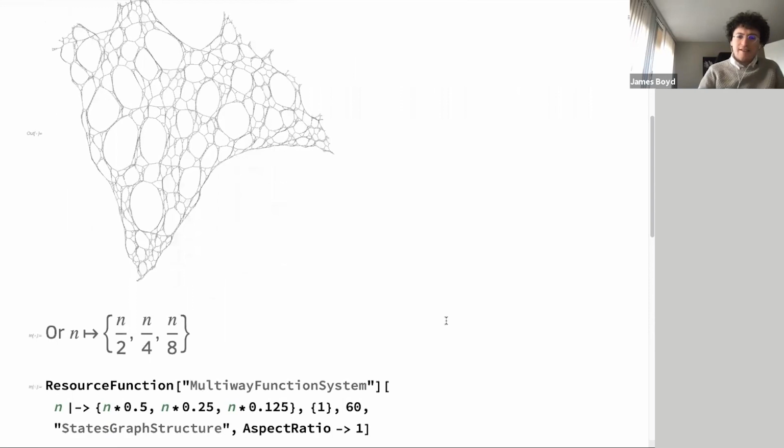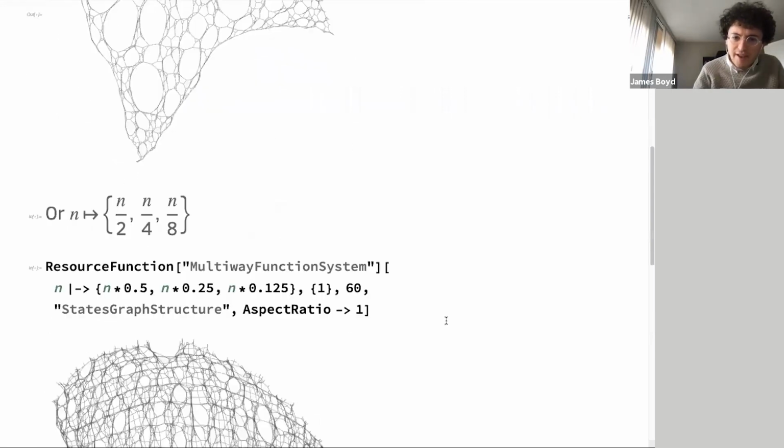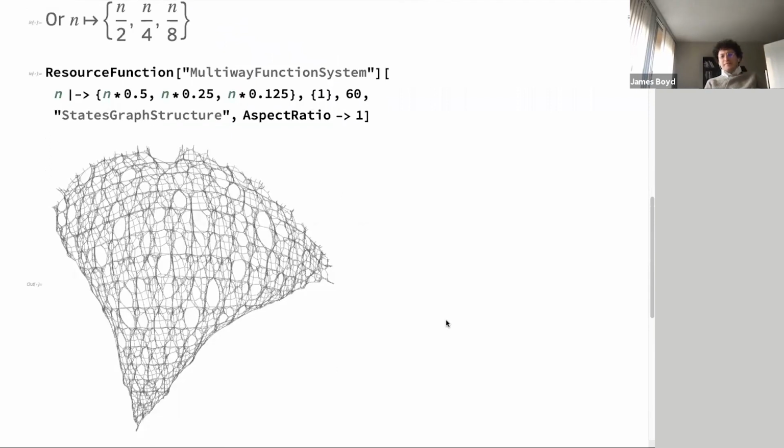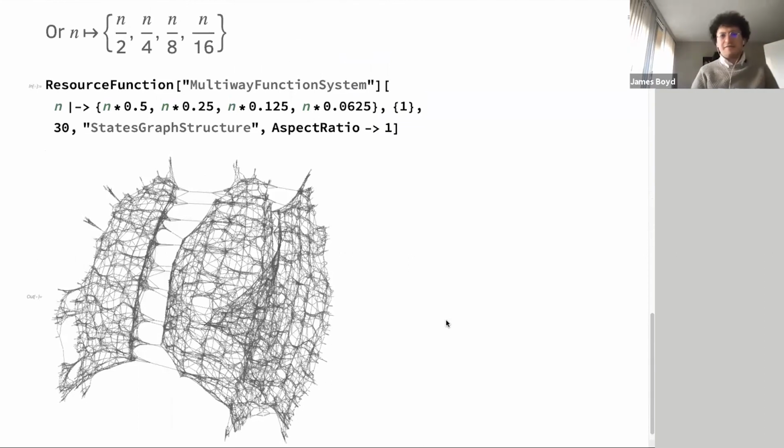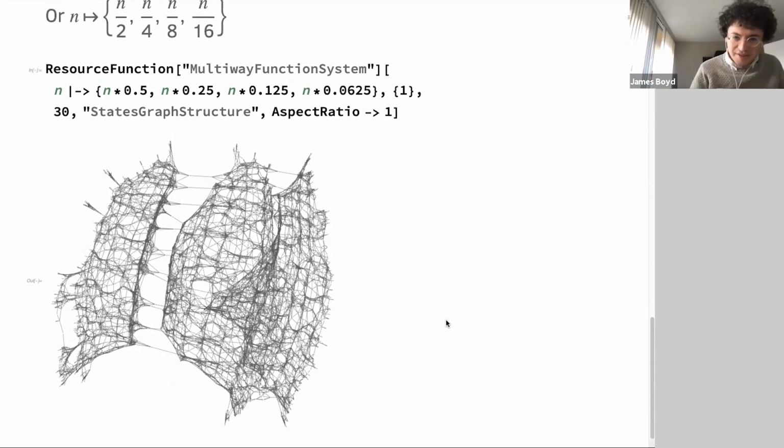And then if you send at each iteration n to n over 2, n over 4, and n over 8, you get a similar but somewhat less porous structure. And if you send n to n over 2, n over 4, n over 8, n over 16, you get this almost architectural looking structure.